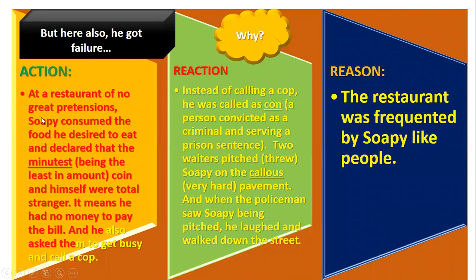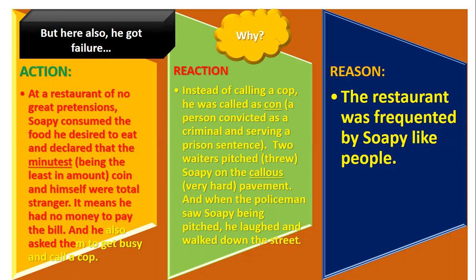Now, the reaction of the authority, what? Instead of calling a cop, he was called a con. Con, that is a person convicted as a criminal and serving a prison sentence. That is, the other guy was a Sophie-like character with a criminal background, and he was like a goon. The two waiters pitched, that is, threw Sophie on the very hard, that is callous, pavement, and when the police saw Sophie being pitched, he laughed and walked down the street.